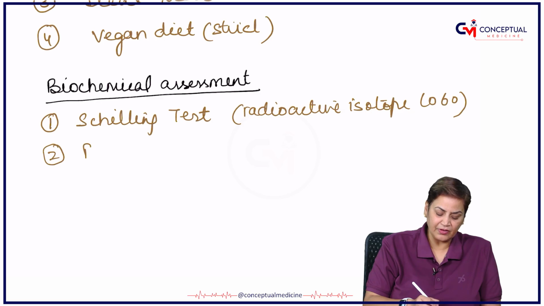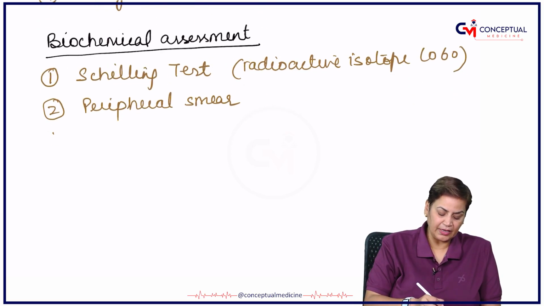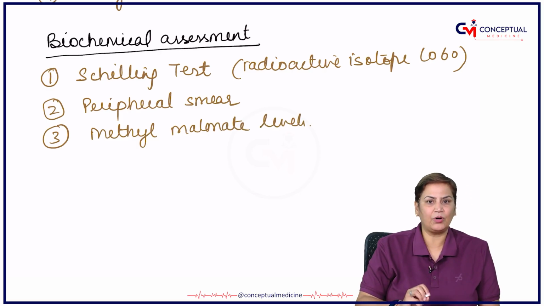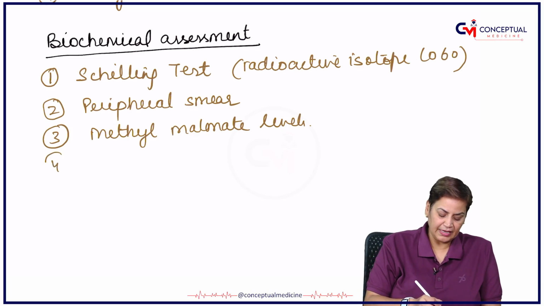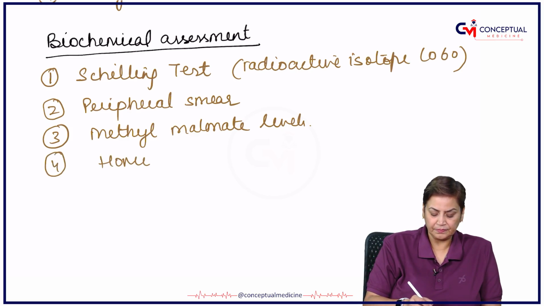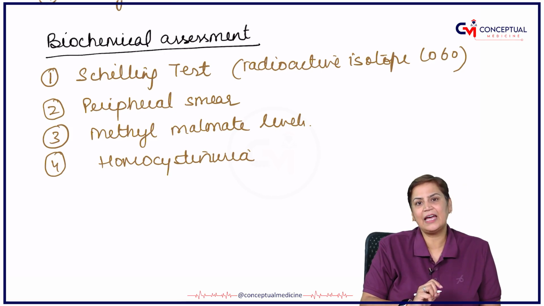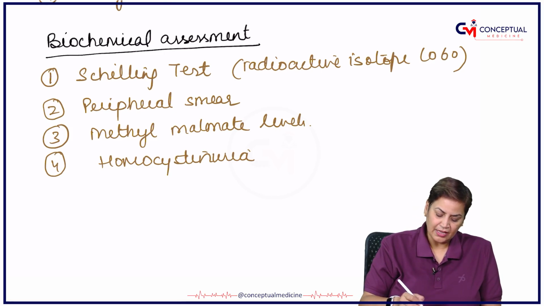Second is obviously peripheral smear will be there, right? And third one is simple methylmalonate levels. Very, very important. Okay. And fourth one is homocysteinuria. And this is indirectly linked to folate trap, not directly, but it is indirectly linked to folate trap, because I told you that I'll just write separately folate trap.